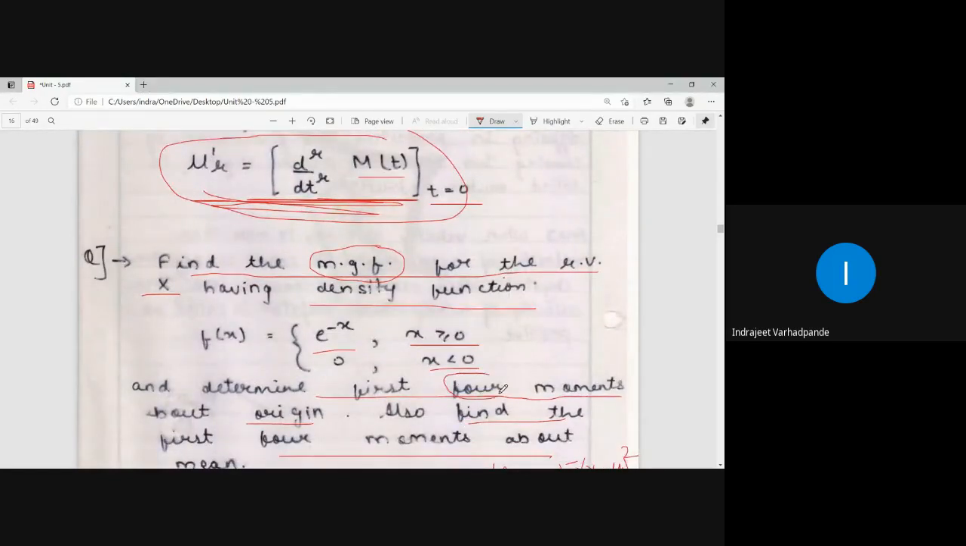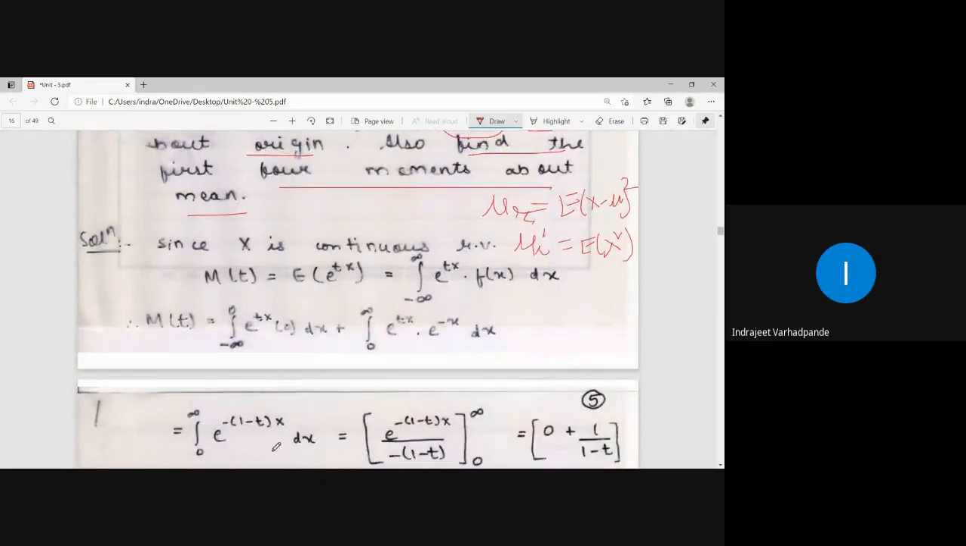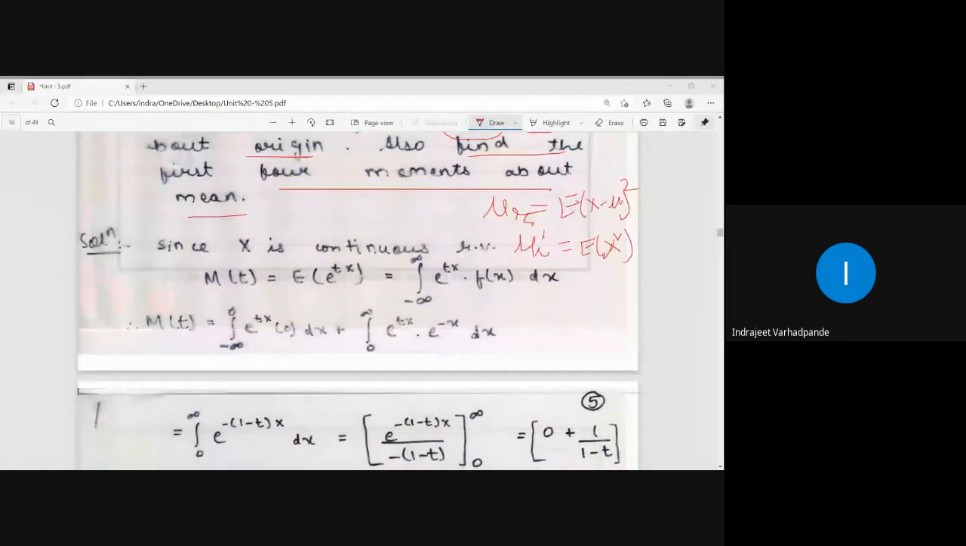Always, how many moments will be asked? The first four moments will be asked. First four moments means 1, 2, 3, 4: mu1 dash, mu2 dash, mu3 dash, mu4 dash. So first I calculate the moment generating function, and then I go with the calculation of the moments about origin, and using the relationship statements we can easily calculate the value of the moments about mean.